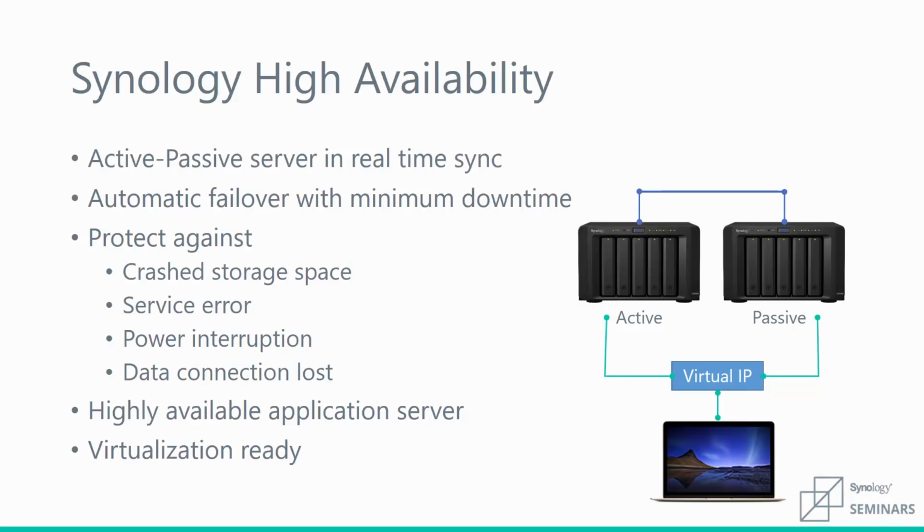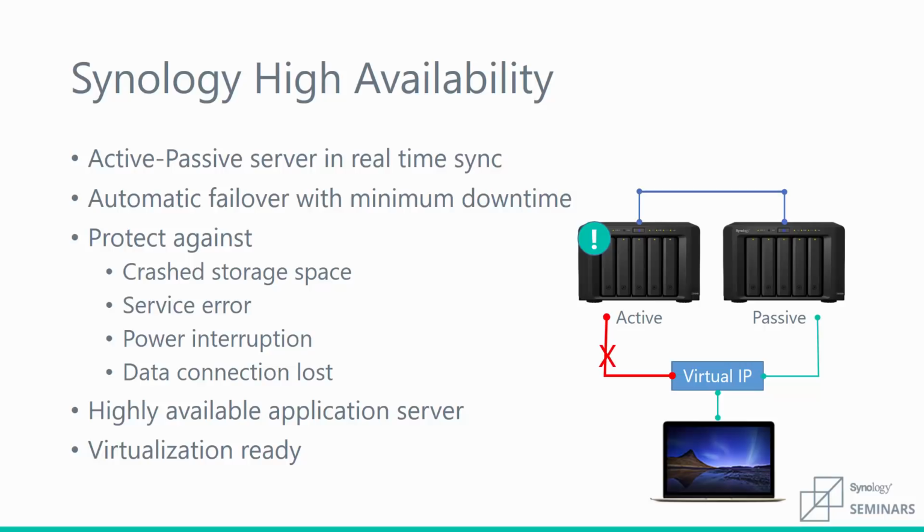So we discussed and demoed the traditional backup utility of Hyper Backup, and now we're going to talk about the local redundancy with High Availability. This package allows two Synology NAS devices to work in an active-passive relationship with a real-time sync. This allows for automatic failover with minimum downtime. This failover can protect against many different things, ranging from crashed storage to a service error to a power interruption. As you can see here up on the screen, the active server is no longer getting a connection from the virtual IP address, and it will fail over, and the passive server will become the active. All Synology packages work in this high availability configuration, and it is fully virtualization ready.